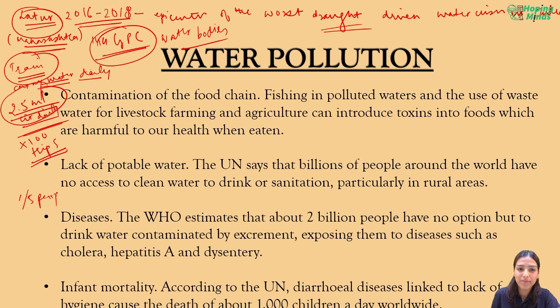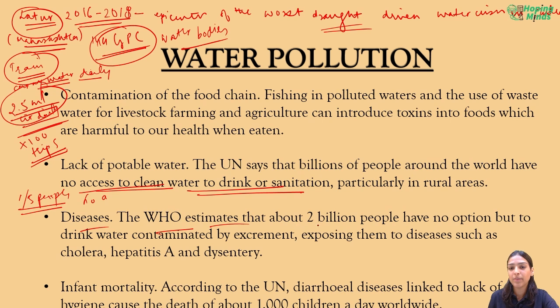1 in 5 people had no access to clean water to drink or sanitation, like the UN has said would happen. Diseases again. The World Health Organization estimates that about 2 billion people have no option but to drink contaminated water. There's no option. In the population of roughly 7 billion, that's the fate of these 2 billion people.